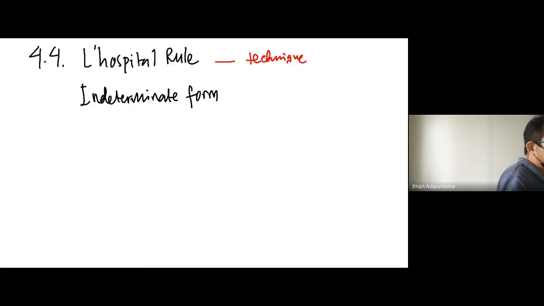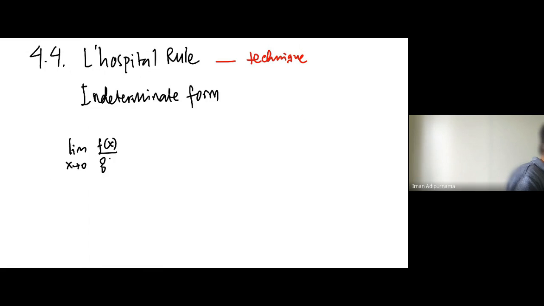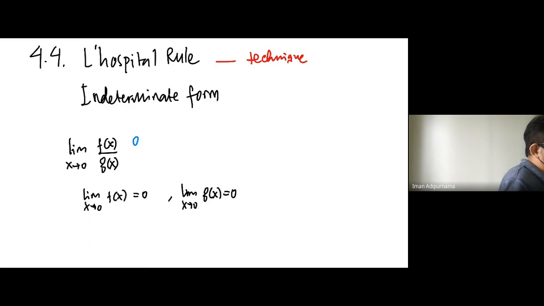For example, I will give the simple version first. You have the limit as x goes to 0 of f divided by g. If this limit is 0 and this is also 0, this will be 0 over 0, right? We call this form 0 over 0. This is indeterminate. We call this the indeterminate form.